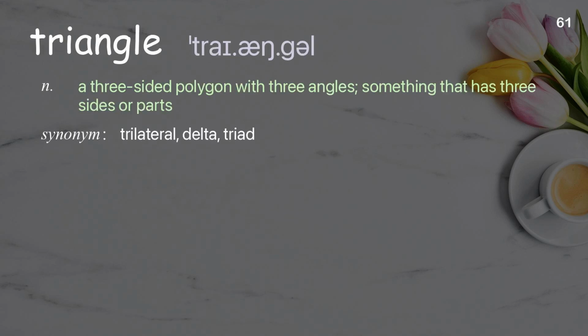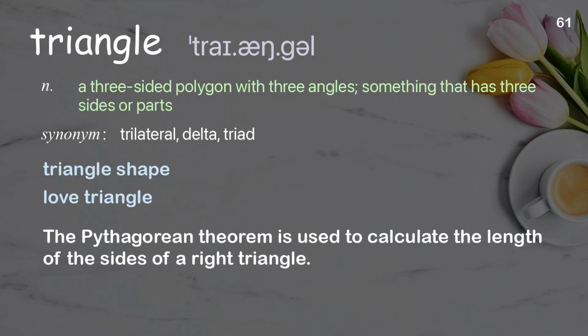Triangle. A three-sided polygon with three angles, something that has three sides or parts. Examples. Triangle shape. Love triangle. The Pythagorean theorem is used to calculate the length of the sides of a right triangle.